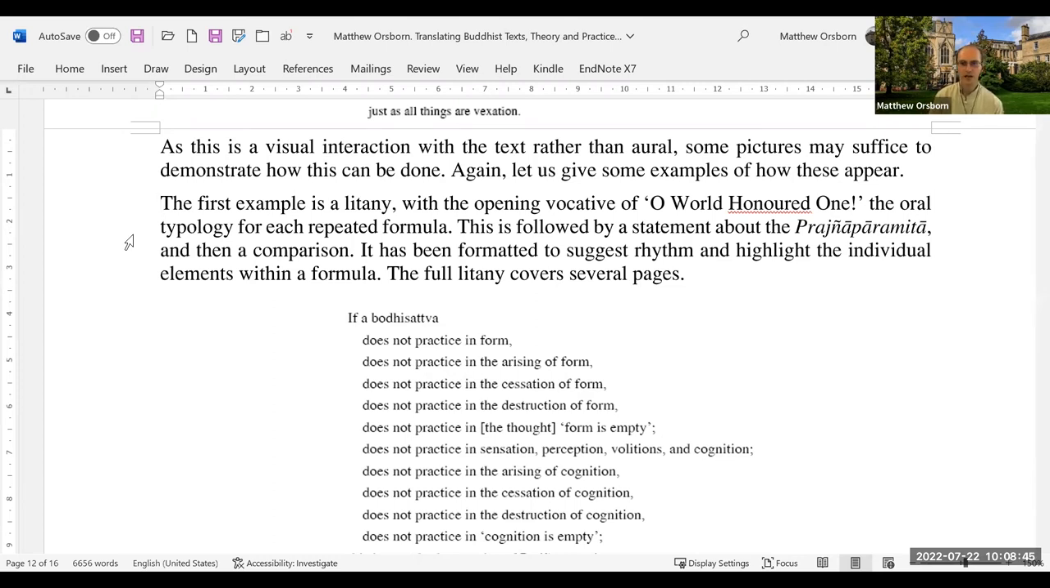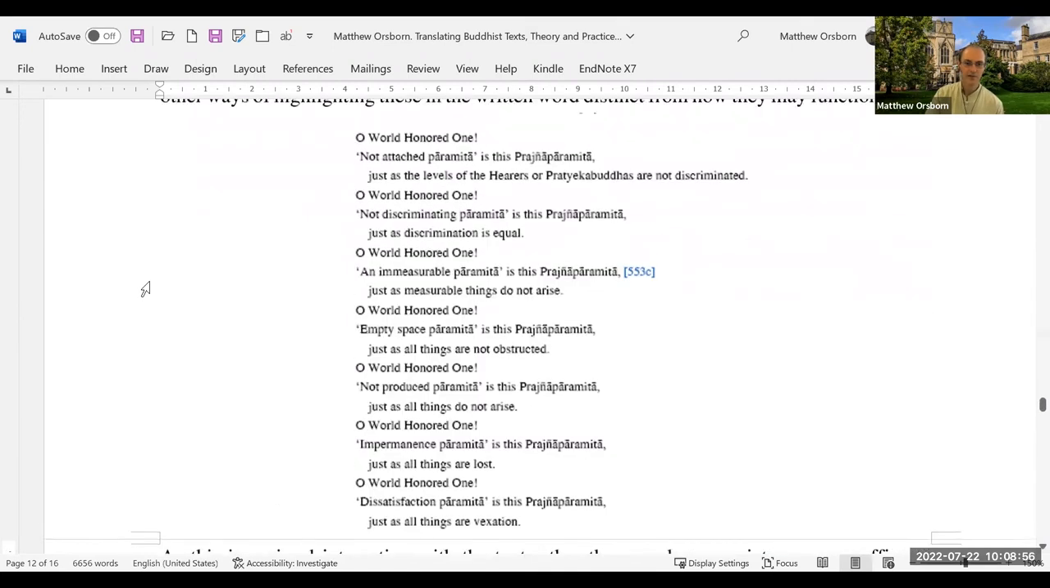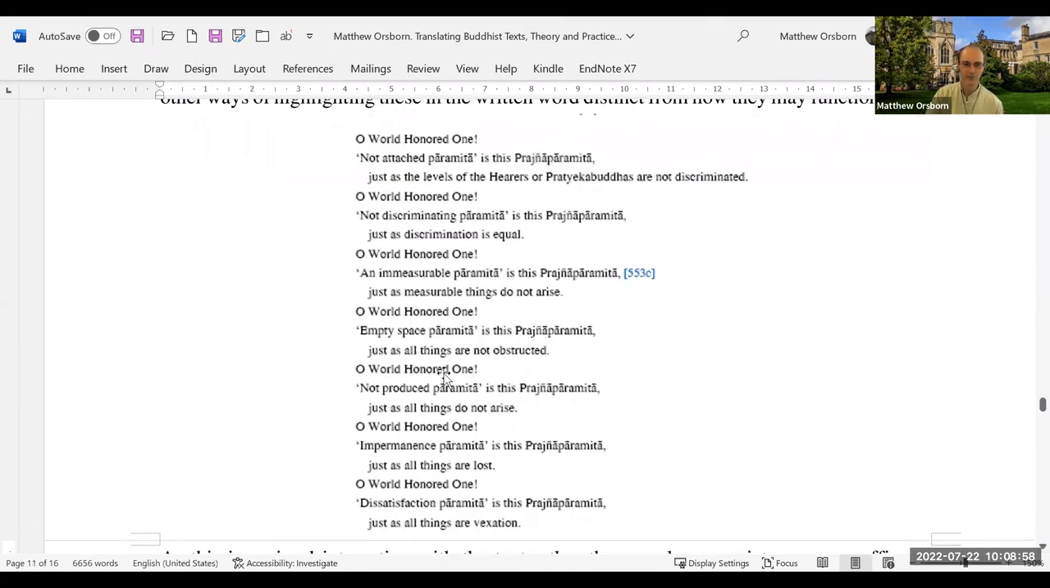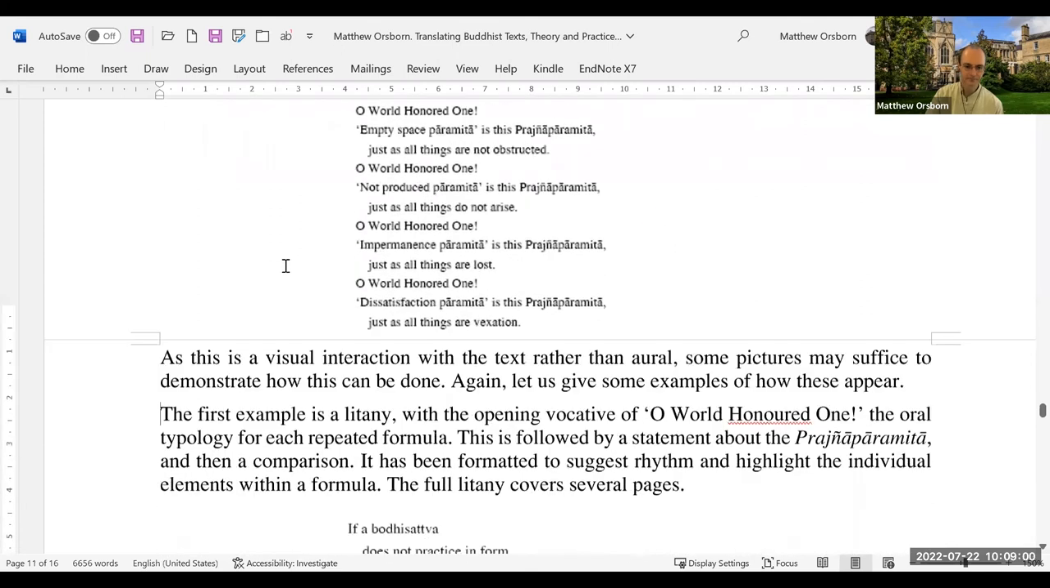This is followed by a statement about the prajna paramita and then a comparison, and it's been formulated to suggest rhythm and highlight the individual elements within a formula. Now, this is just a short bit. This actually covers several pages in a translation.